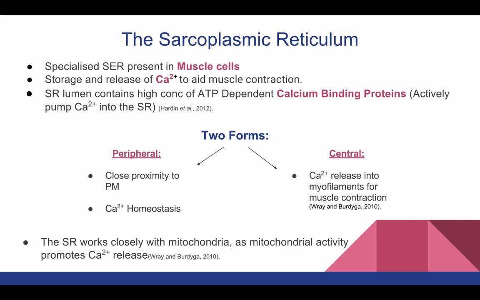The central form is more directly involved in calcium ion release to myofilaments for muscle contraction by ECC, excitation-contraction coupling. Mitochondria are in close proximity to the SR, as small as 10 nanometers away, and sometimes even engulfed by it, noticed in smooth muscle cells. Uptake of calcium ions by the mitochondria promotes maximum calcium ion release from the SR to activate muscle contractions.